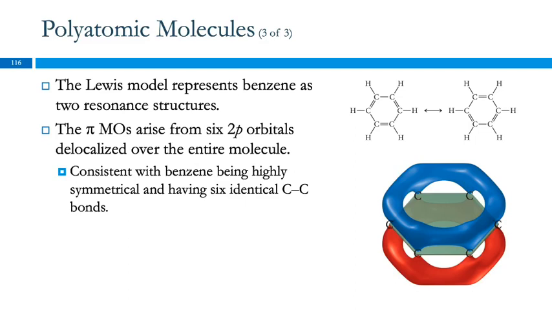Benzene is very, very symmetrical, kind of like a snowflake. You know, it's got six things hanging off the end. And we've got 6 identical carbon-carbon bonds. And that comes from those 2p orbitals making delocalized pi molecular orbitals.